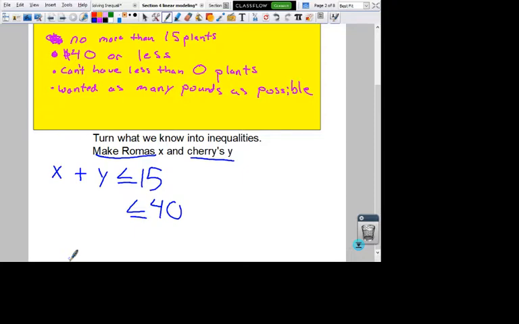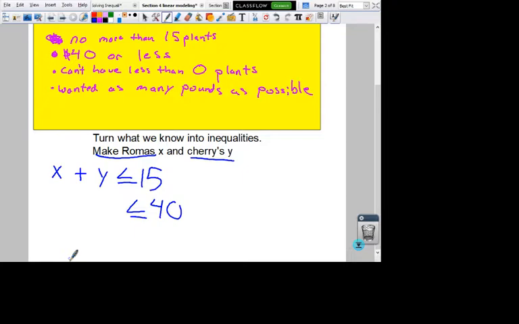Right now I'm taking all of these words we just did and writing them out as mathematical inequalities. I can't have more than 15 plants, so X plus Y has to be less than or equal to 15. And I want to spend no more than $40.